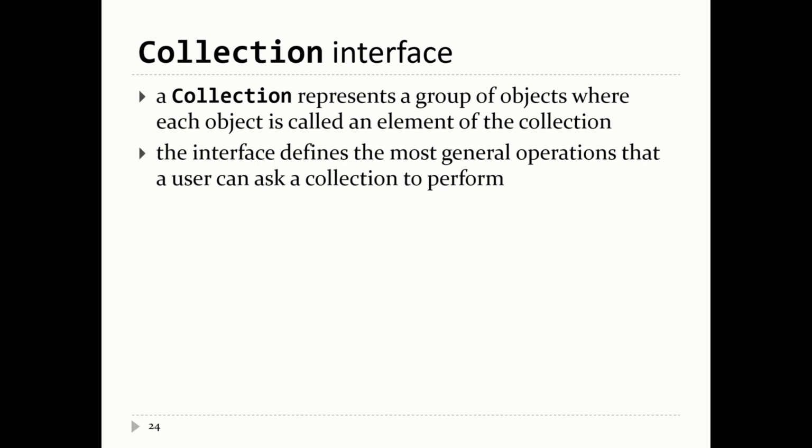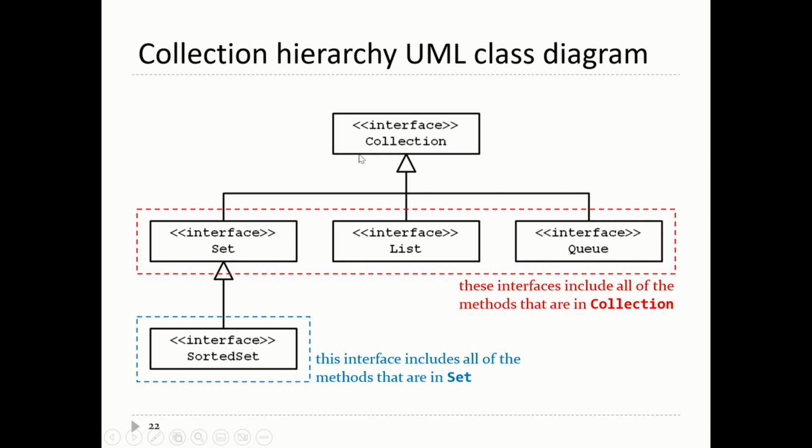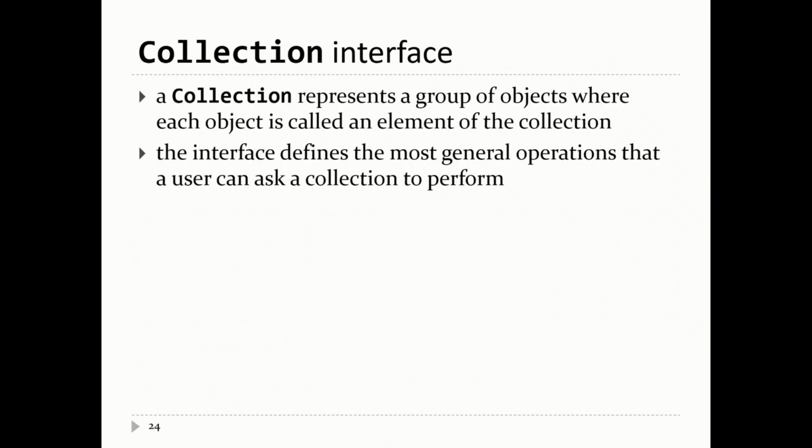Okay, so what is a collection? Go back to this picture here. Lists and sets are both collections. That's what this picture is trying to tell you. A list is a collection, a set is a collection. So what are lists and sets? Well, they're both groups of objects, where each object is called an element of the collection.